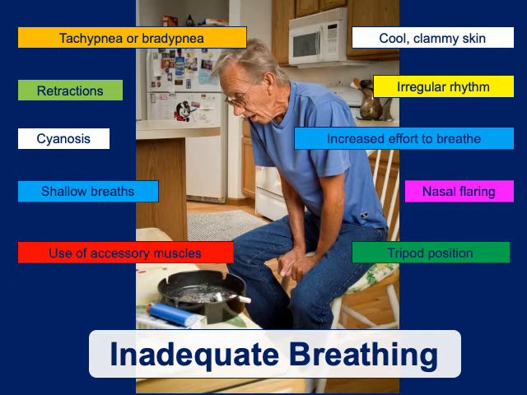Cyanosis is a late sign of hypoxia. So remember, hypoxia is low oxygen levels in the tissues. The word cyanosis is broken down. Cyan is a color of blue. Osis is an abnormal condition. So cyanosis is an abnormal blue color.